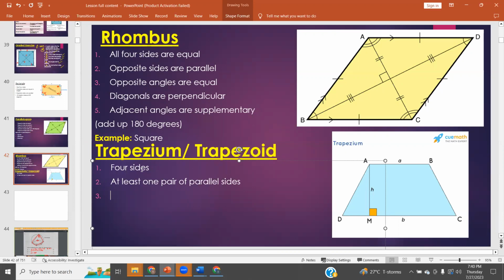It typically has a long base and a short base, right? So it has a long base and a short base. And that's basically it for the trapezium or the trapezoid.